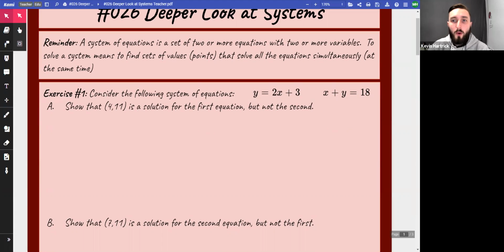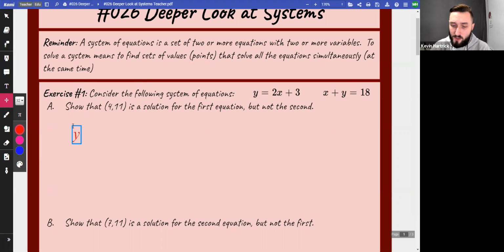So first, we want to consider these equations here in exercise 1. And we want to show that this point here, (4, 11), is a solution for the first equation, but not a solution for the second. Okay. In order for it to be a solution for the system, it has to be a solution for both equations. Okay, not just one. So how do we do that? Well, we're going to do it using substitution.